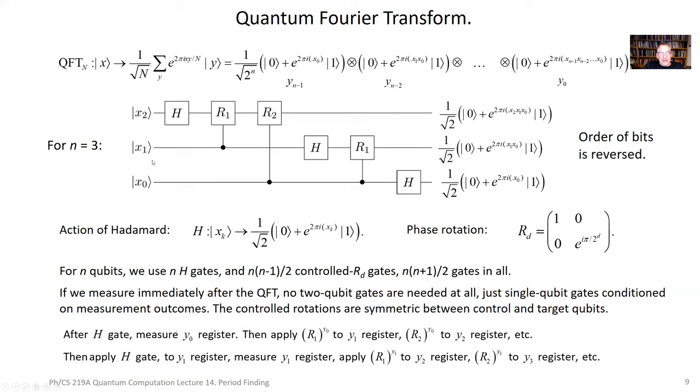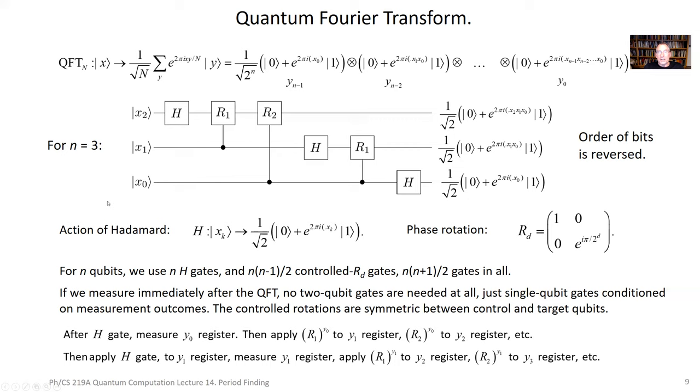For the X1 register, I do the Hadamard first, then I measure. If I get the result 0, I don't do anything. If I get the result 1, well then this gate, which I can think of as controlled by the X1 register with the X0 at the target, now I just apply R1 to the X0 register if the outcome was 1. And then there's only one more to measure. First I do the Hadamard, then I measure. Now I'm done. And I'm going to get exactly the same distribution of outcomes doing it that way as if I did the Fourier transform and then measured using the circuit that I wrote down in the first place.